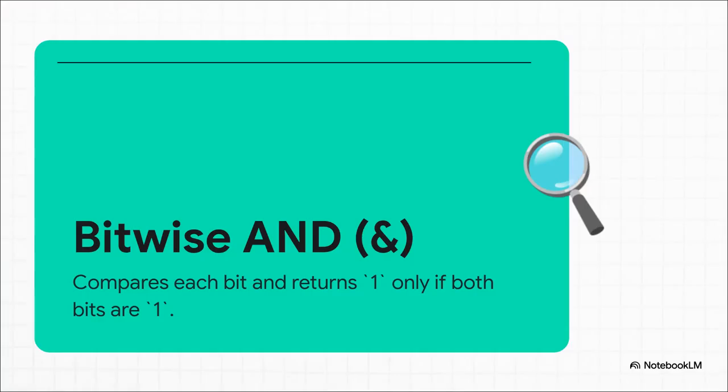The bitwise AND, which is just a single ampersand, is a lot like its logical cousin, but it operates on a bit-by-bit level. For each position in two numbers, it asks a simple question. Are both of these bits a 1? If the answer is yes, the resulting bit is 1. If not, it's a 0.